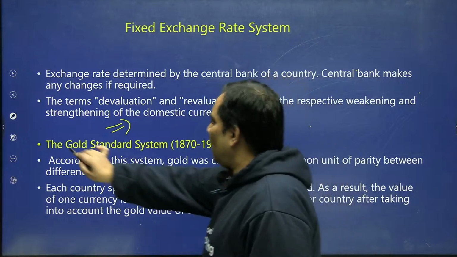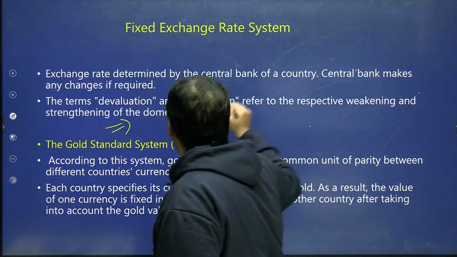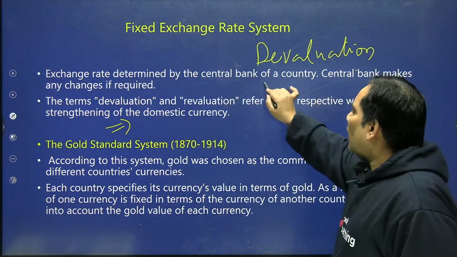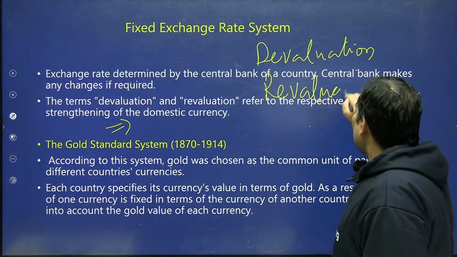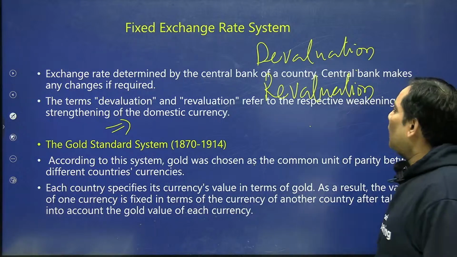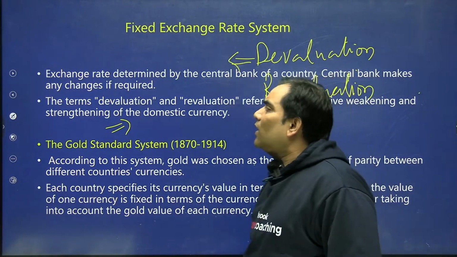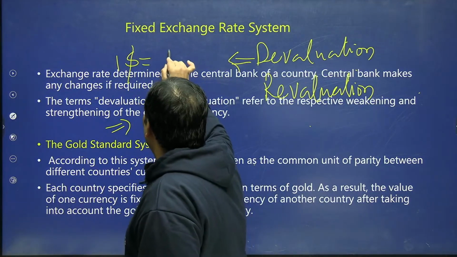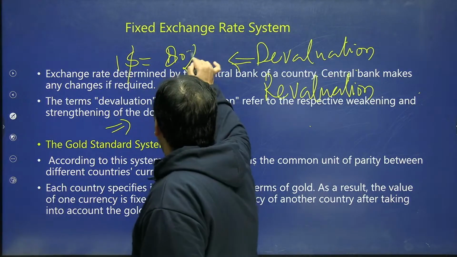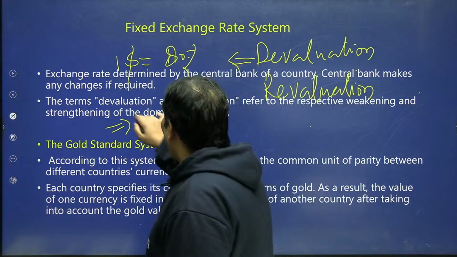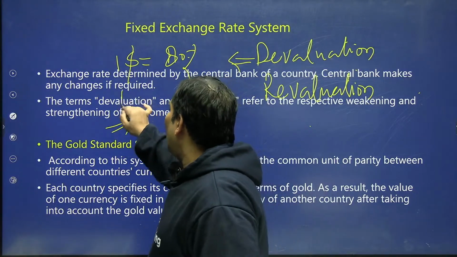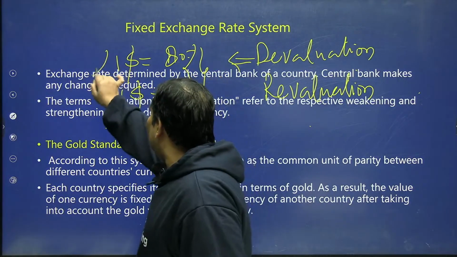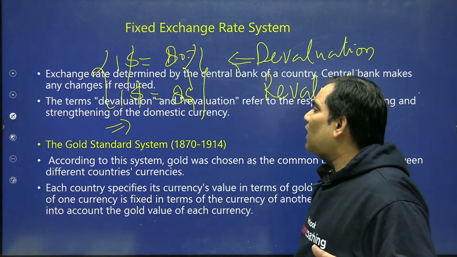So there are two words, one is devaluation, the other is revaluation. What is the meaning of devaluation? That means the central monetary authority is going to decrease. Suppose $1 equals 80 rupees. Now the central monetary authority intentionally decreases and fixes $1 equal to 85 rupees. That is nothing but a decrease in the value of domestic currency in terms of foreign currency.